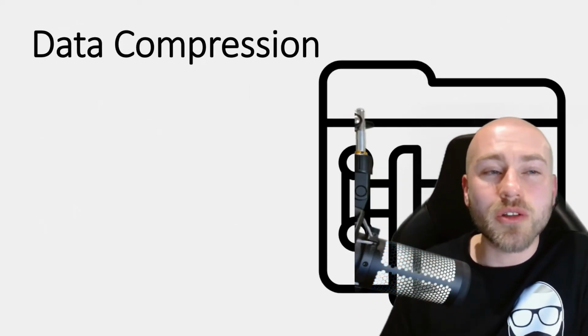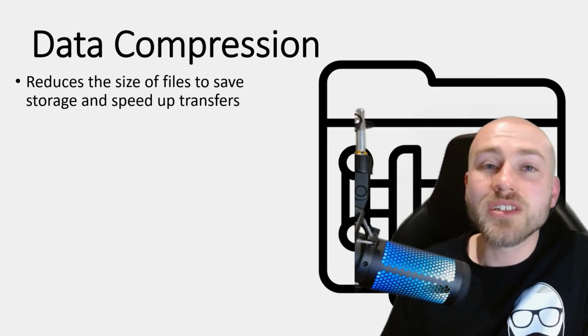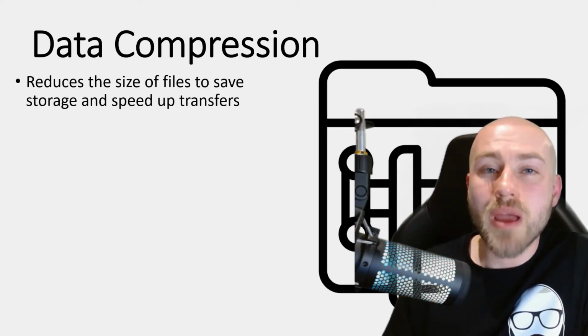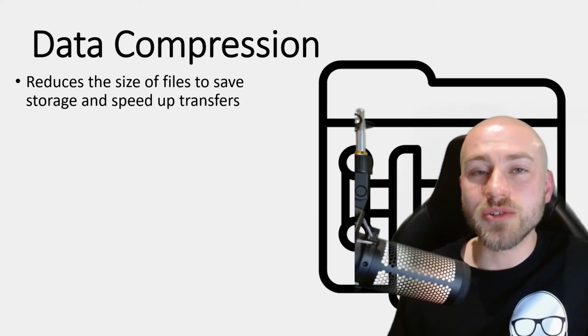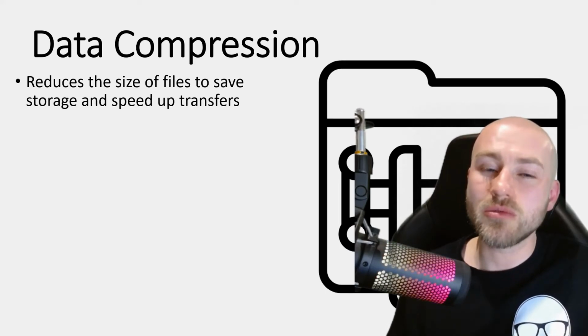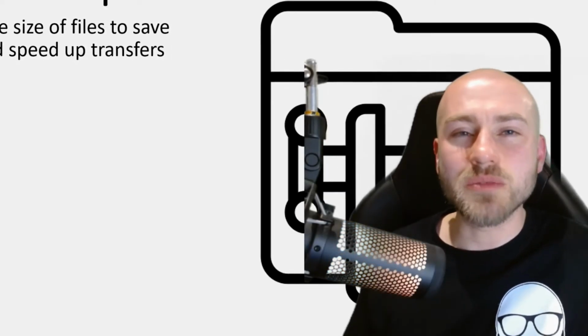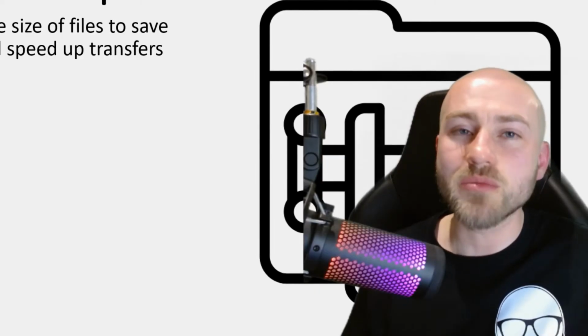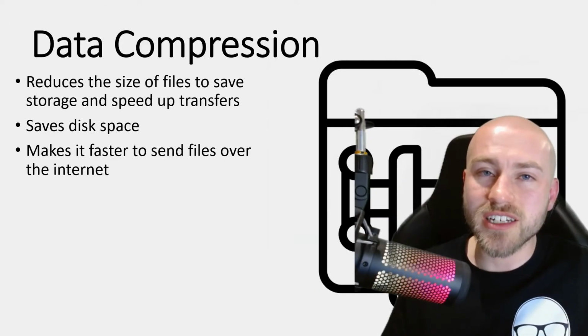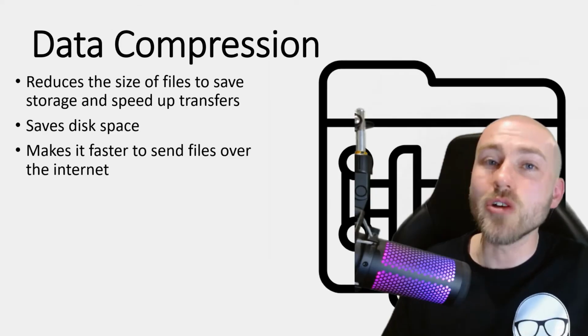A final one that I want to look at is data compression. Now, we've looked at data compression before when we were doing our memory units. Data compression reduces the file size. This is good because it will reduce the amount of storage that your files are taking up on the hard drive. But it also means if you're transferring data, it will speed up that process as well because it's got the smaller file size. Another advantage is it makes it faster to send files over the internet.